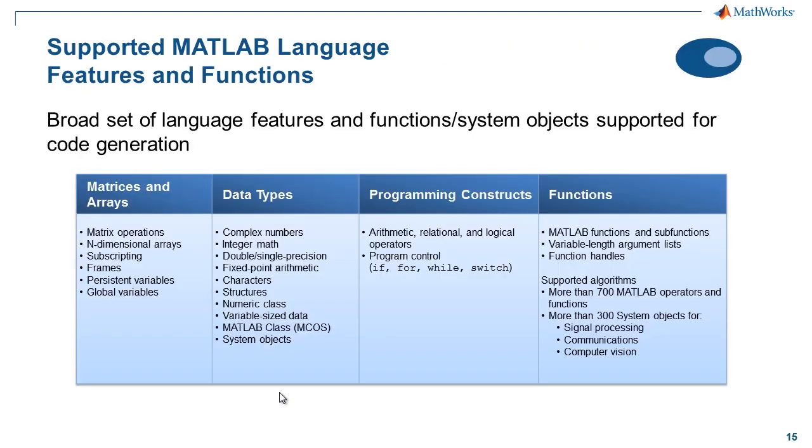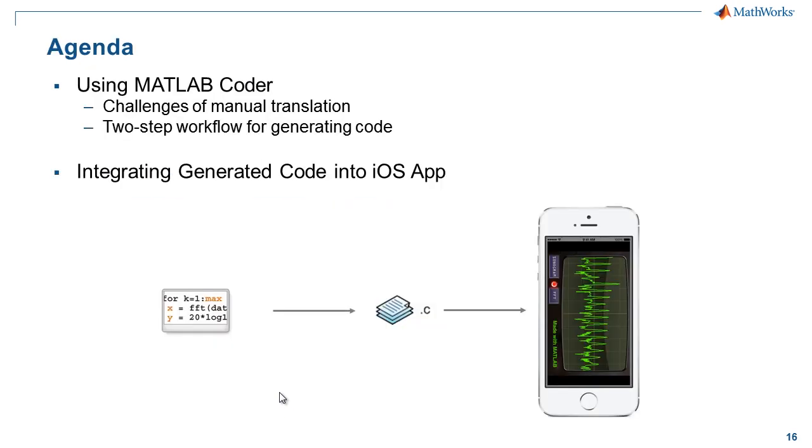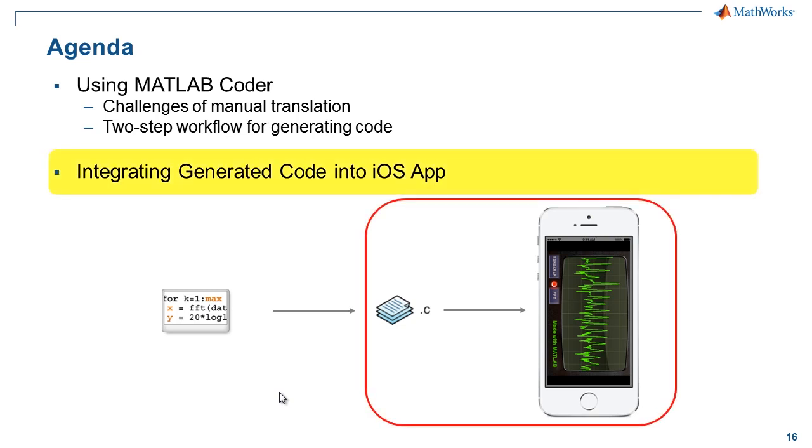The supported subset is quite broad, and as a design engineer, you'd use many of these features in your algorithm development. The supported language includes all the standard matrix operations, the various data types, and different programming control constructs such as for loops, while loops, and switch case structures. There are more than 700 operators and functions from a few different toolboxes that can generate code, including more than 300 system objects that are part of the system toolboxes. So that was a short introduction to using MATLAB Coder. Let's take a look into the second part of our presentation and look at integrating the generated code into an iOS app.